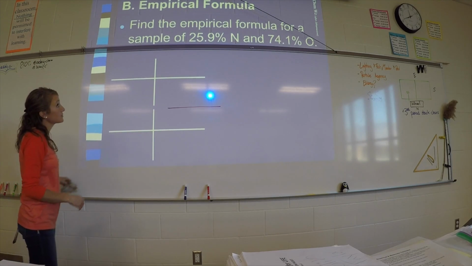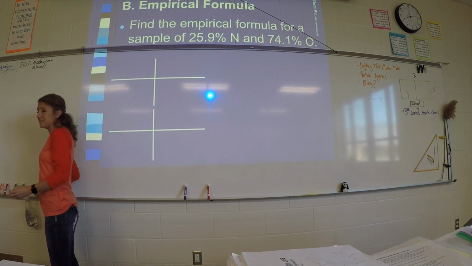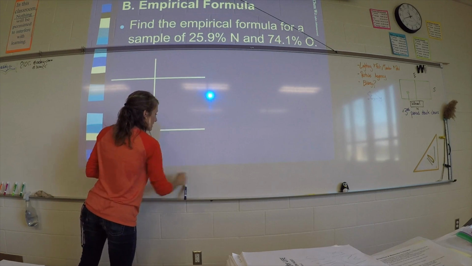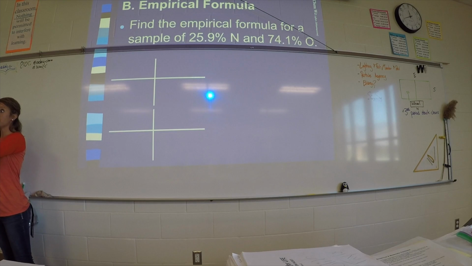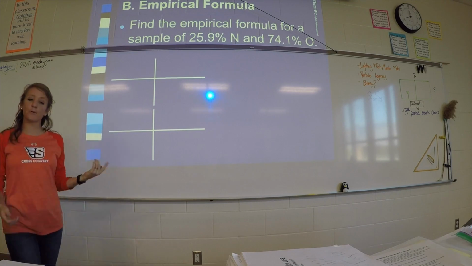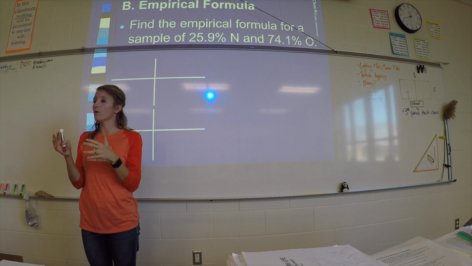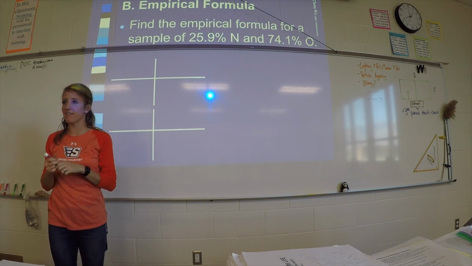Okay, so the goal is we want to find the empirical formula for a sample that's 25.9% nitrogen and 74.1% oxygen. So looking at your rules above, what does it say is the first thing we need? Find the mass of each element. We need the mass. Okay, we're given a percent, so here's the easiest way to go from a percent to a mass if we're not given any more information than this.